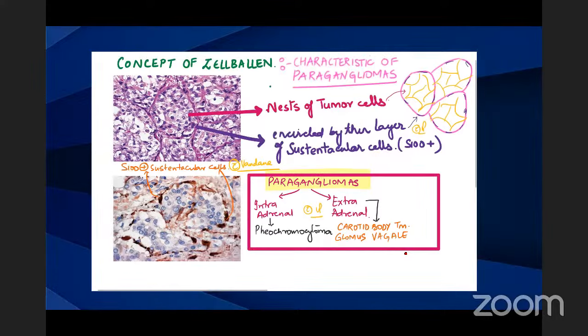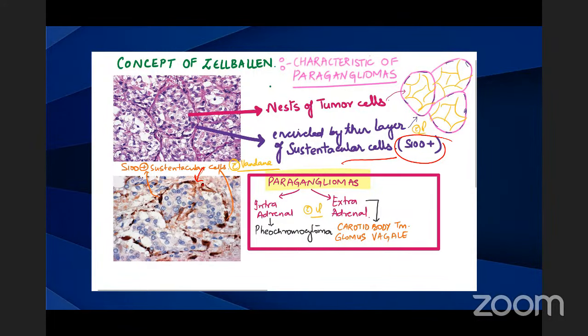Also remember, any paraganglioma has a classical morphology, and that morphology is Zellballen. What is Zellballen? Nests of tumor cells are encircled by a thin layer of sustentacular cells, which are S100 positive. So this is what is called Zellballen. So how do you identify these sustentacular cells? Remember, they are S100 positive. So if you put IHC, you can identify these nests of tumor cells which are lined by these sustentacular cells. That is very classical of this.